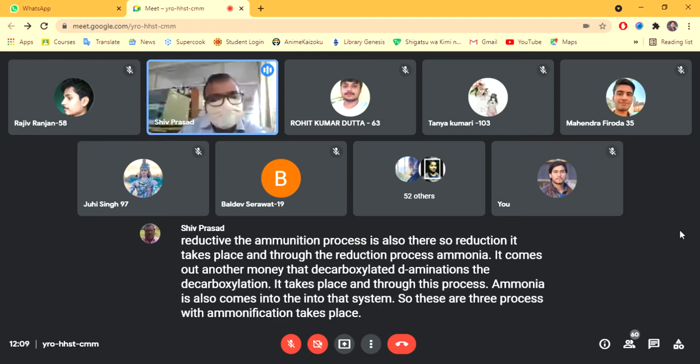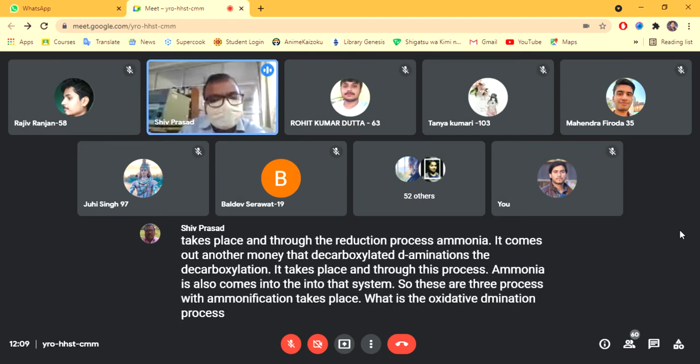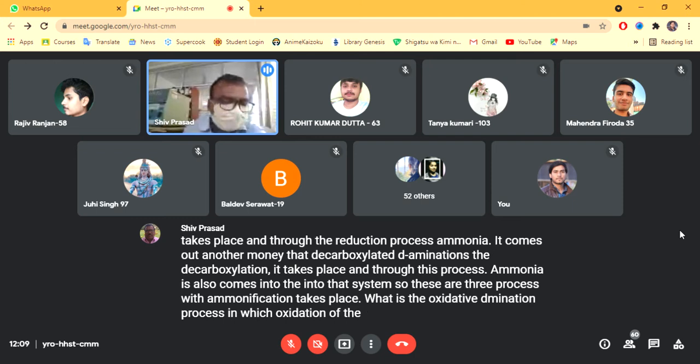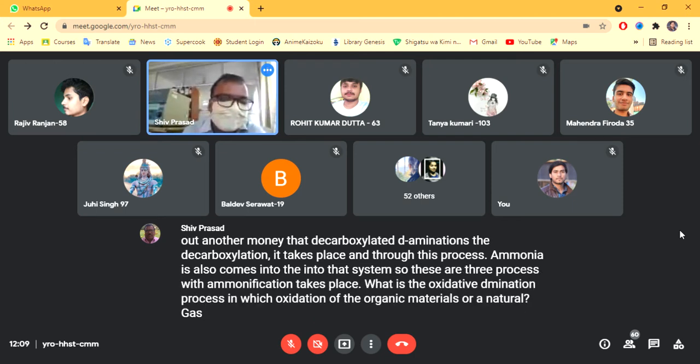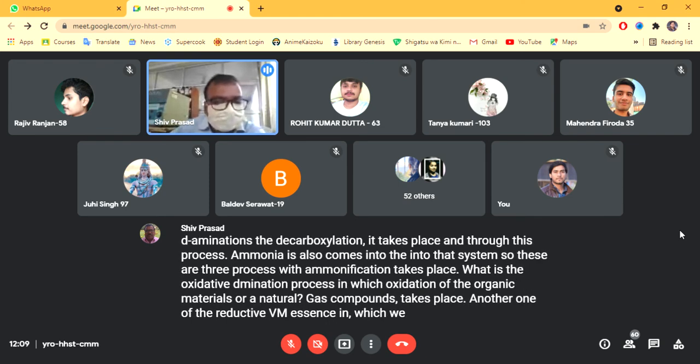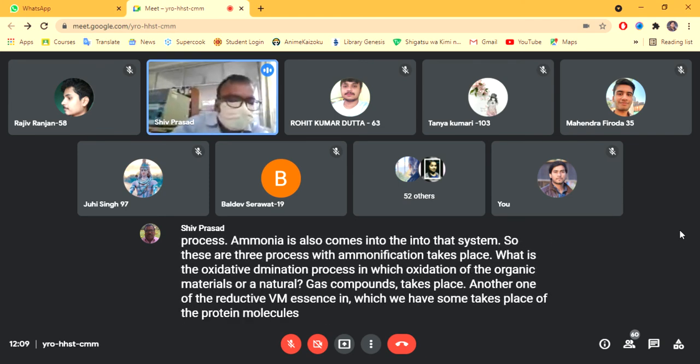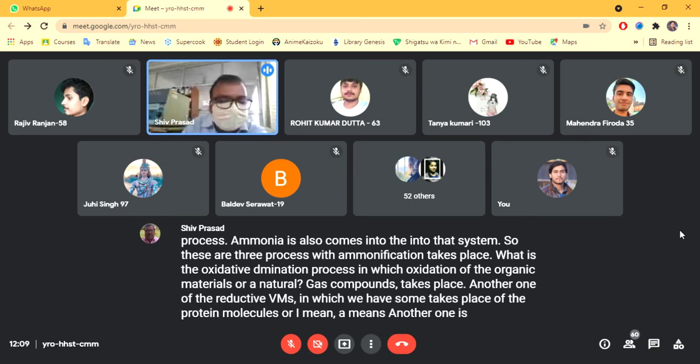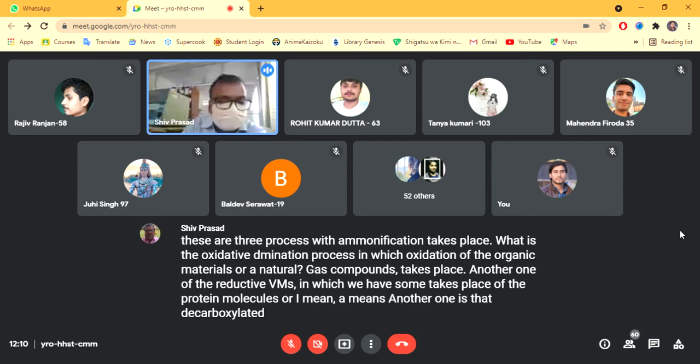The first one is the oxidative deamination process, in which oxidation of the organic materials or nitrogen compounds takes place. Another one is reductive deamination, in which reduction of the protein molecules or amines takes place. Another one is the decarboxylative deamination process.